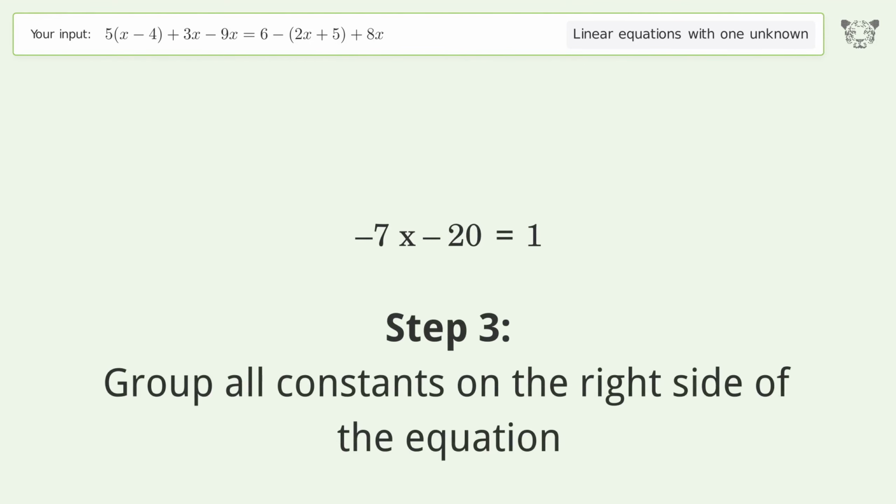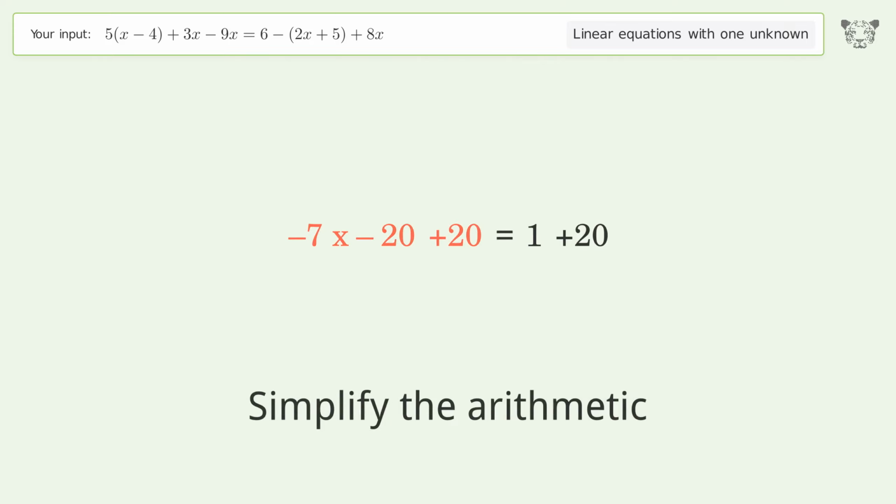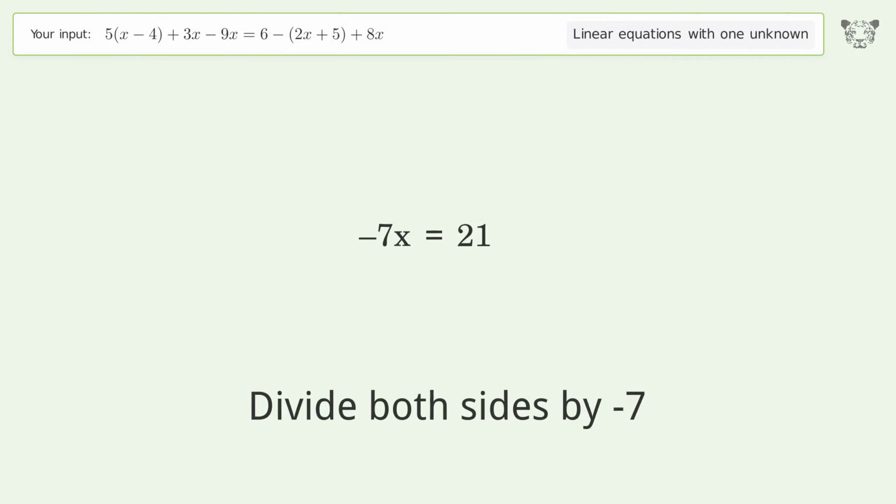Group all constants on the right side of the equation. Add 20 to both sides. Simplify the arithmetic. Isolate the x. Divide both sides by -7.